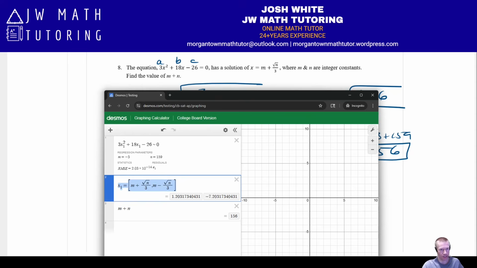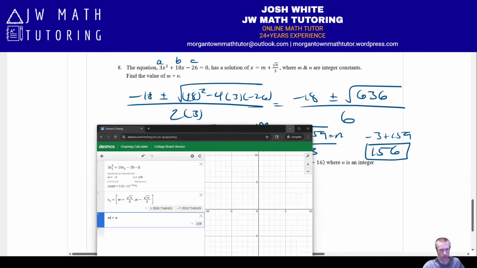So this is the approach you have to take if you want to enter it in this form. It's a little bit different than the other form where I just entered it as a function and did a system of equations. This is technically a regression statement and then an element list where the element list has the two solutions. But notice it gives us the correct m plus n value right here, 156. So this is an alternate way to type it in or to approach it if you want. I prefer the first method, but either way is technically fine.